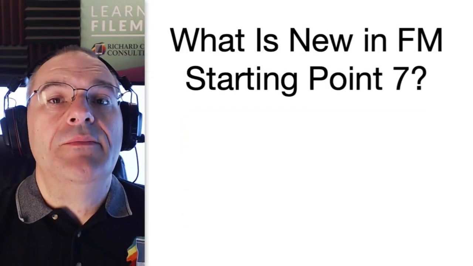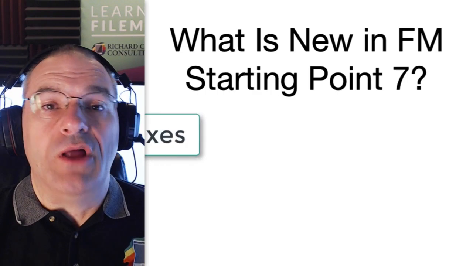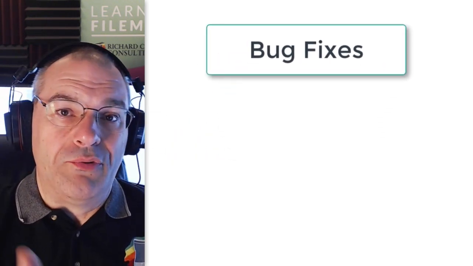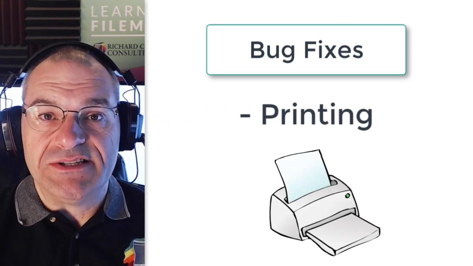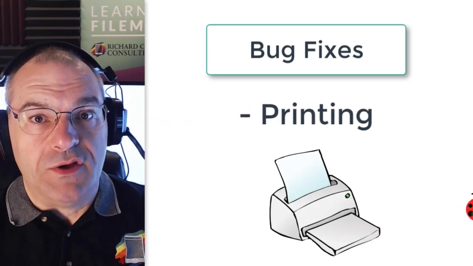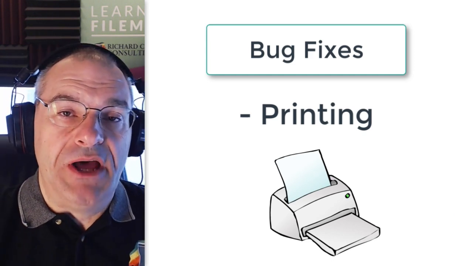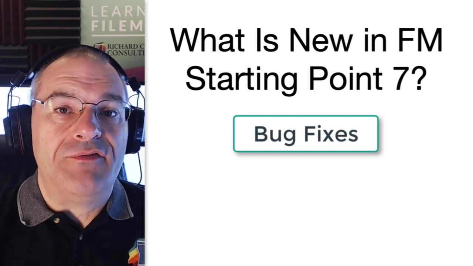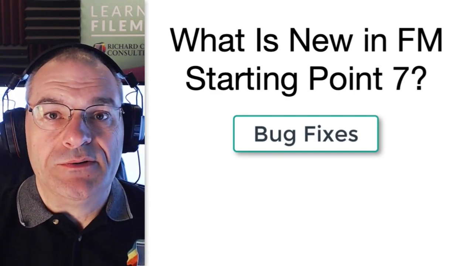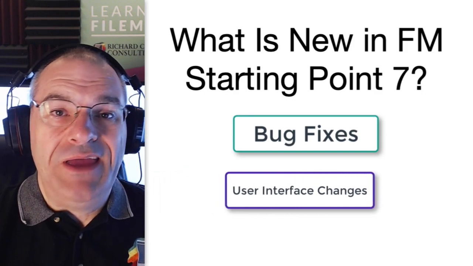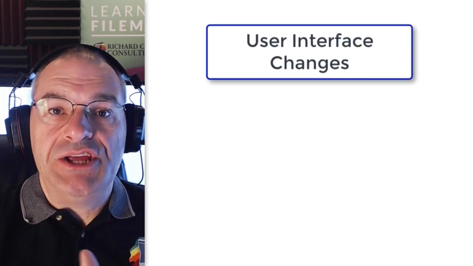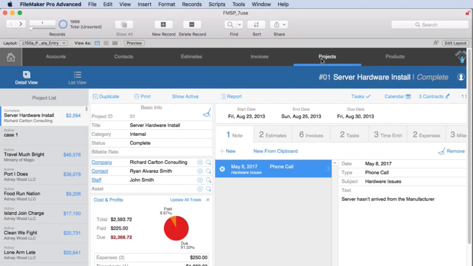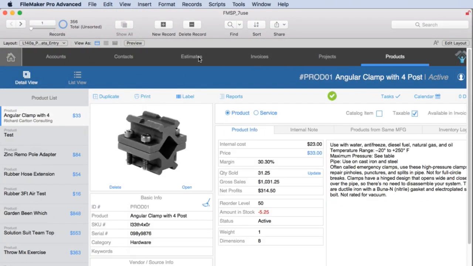So first off, let me cover the boring stuff. We actually have a large number of bugs that were fixed in Starting Point 7. And a lot of those bugs have to do with the printing of estimates and invoices, especially the multi-page invoices. So those areas have been tuned up and tested pretty rigorously. So what else have we done? Well, one of our staff, Nick Hunter, is a UI design expert, and he's created new, even more modern looking data entry screens for the accounts module, contacts, invoicing, projects, products, and estimates.